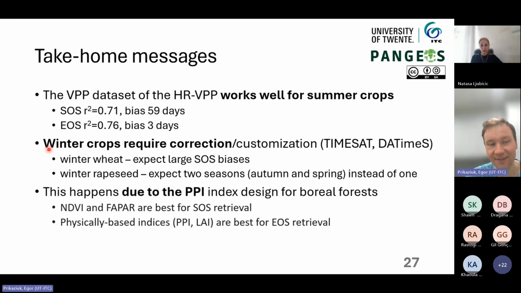And the reason for this correction for winter crops is due to the choice of PPI as an indicator. The dataset is pan-European. Lund University is in Sweden. In Sweden, the nights are darker. There's almost polar night. So the PPI index works for boreal forest to correct the solar zenith angle influence. And as a result, all winter crops are kind of suffering from this overcorrection, by mismatching start of season and end of season. So if you want to retrieve SOS, it's better to use NDVI and AVHRR instead of PPI and LAI.